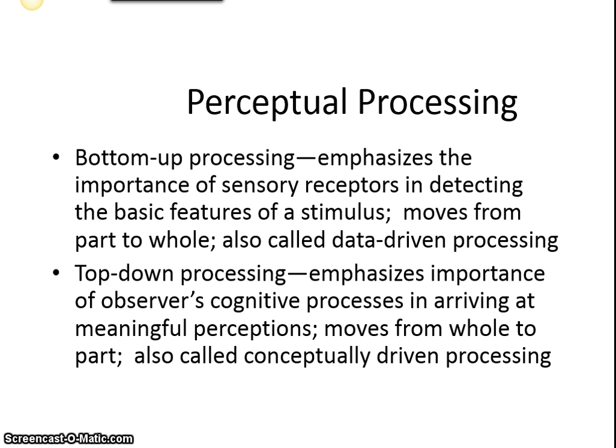Second type of processing is top-down processing. And this emphasizes the importance of the observer's cognitive processes in arriving at meaningful perceptions. So this is where our mental process moves from the whole to the part. It's also called conceptually driven processing. Let's take a look at these concepts further.